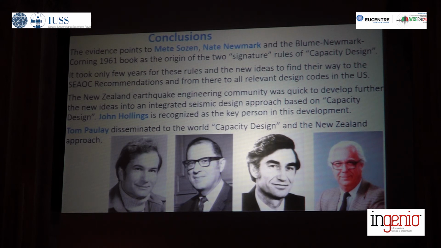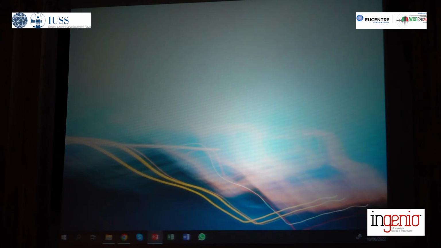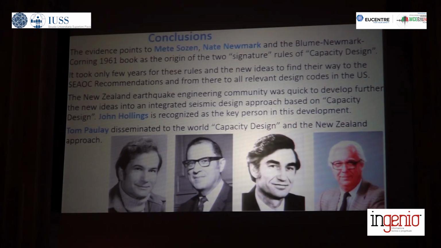Unfortunately, all players are not with us anymore. And there are some details which will never be revealed. That is, there is no publication before the 1961 book by Blume, Newmark, and Corning with Mete Sozen's name and what has been included in that book.